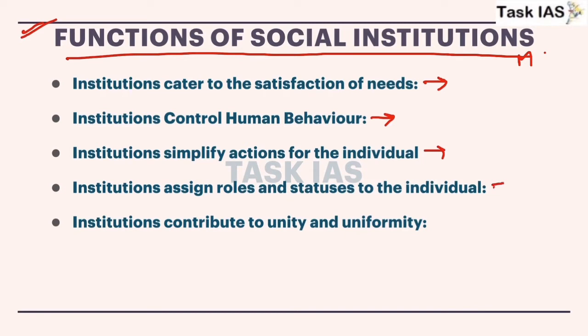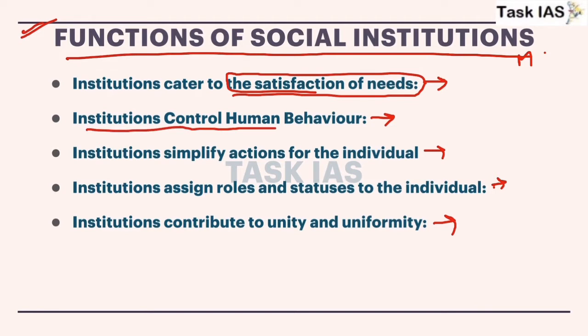Now, institutions cater to the satisfaction of needs. For satisfaction of needs, you can mention marriage, which provides legitimacy to reproductive relationships between opposite sexes. Now, institutions control human behavior. You can think about the family, where it is especially the older generation which acts as a social control on the younger generation and their activities.